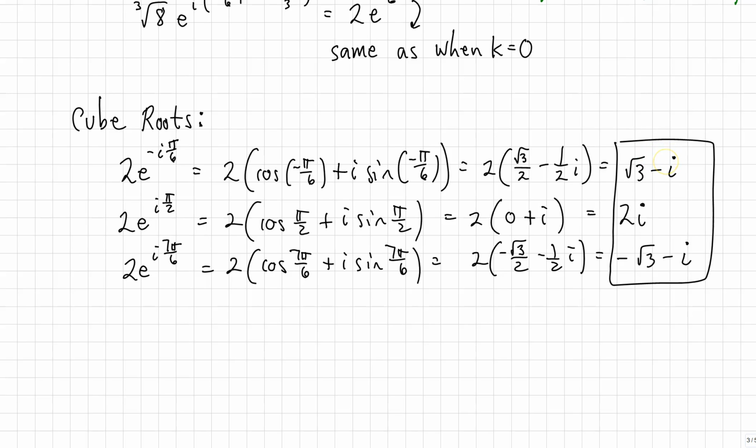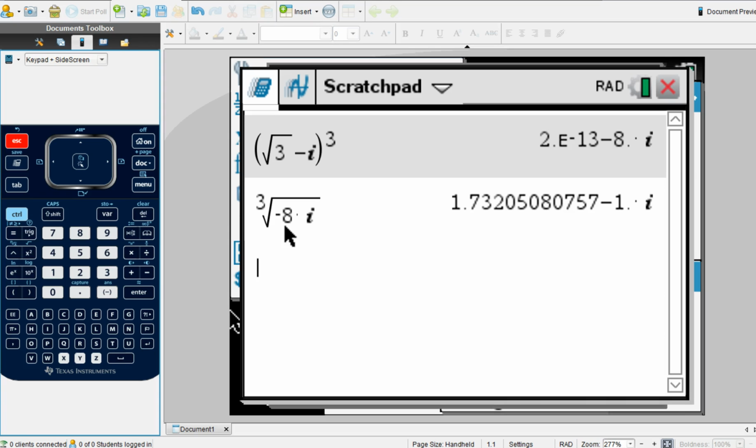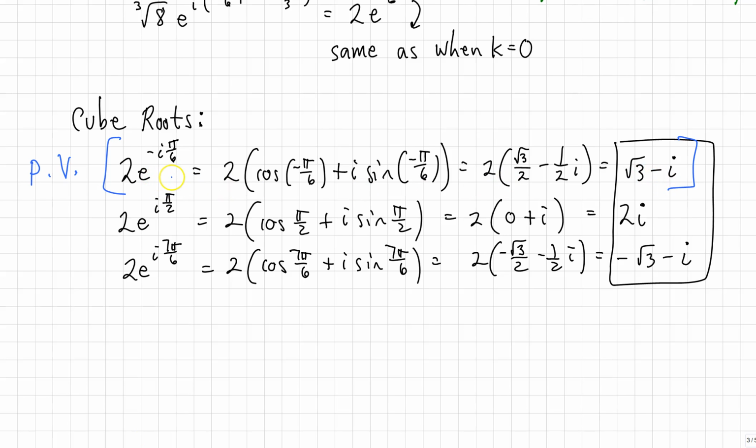That's the principal value, and that's the one the calculator returns to you, square root of 3 minus i. So when you ask it for the cube root of -8i, it gives you the principal value, square root of 3 minus i, which is this one right here.